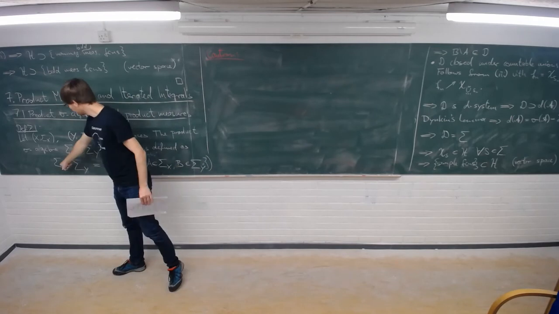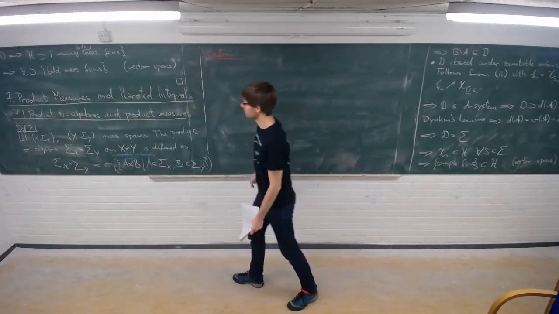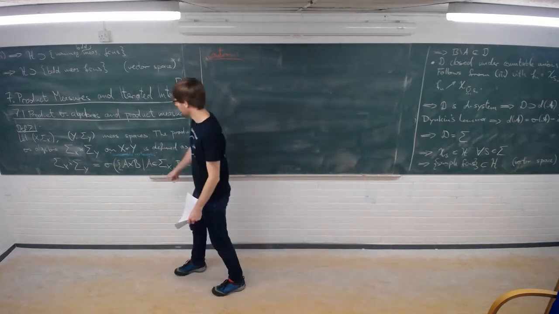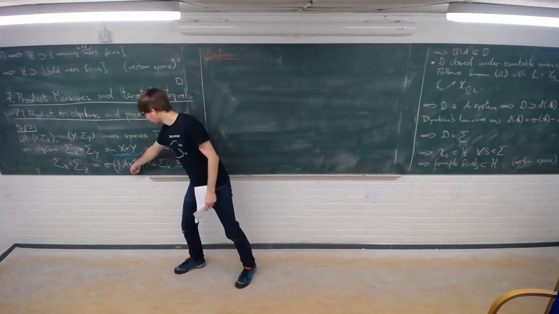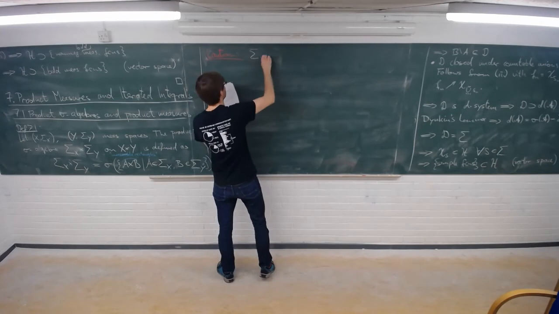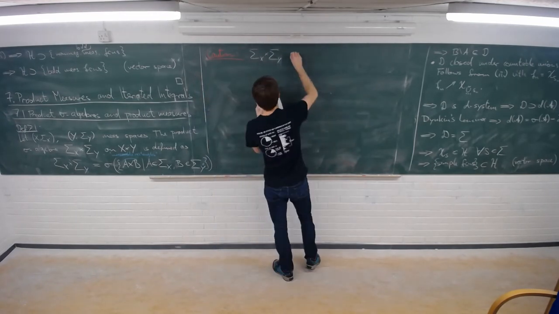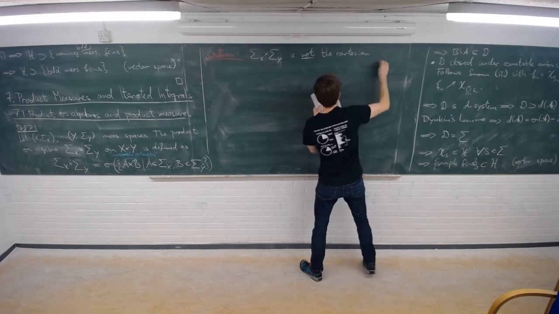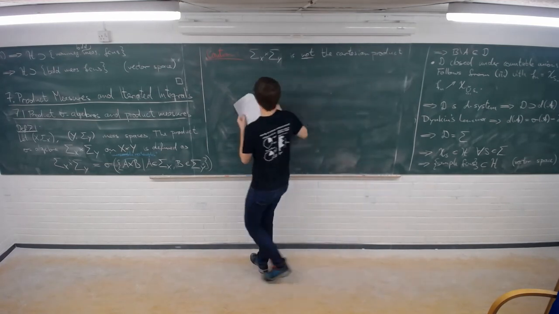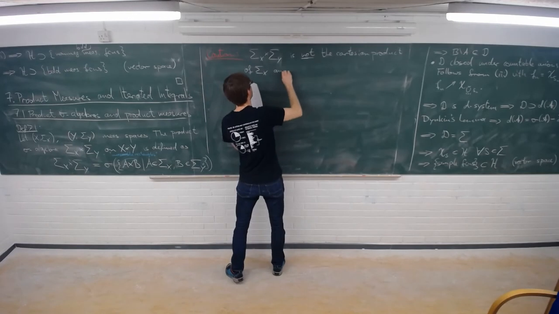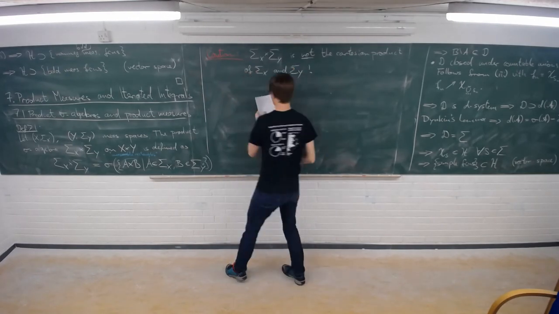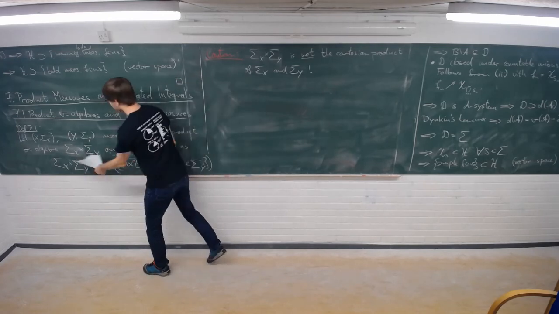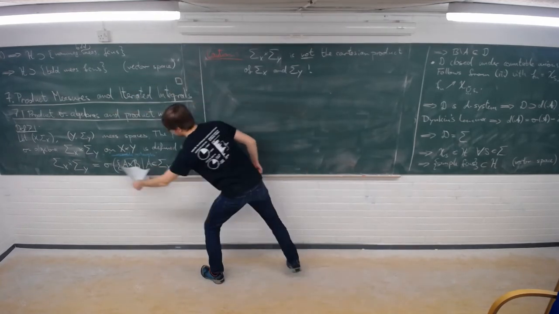So be careful, even though the notation has this cross between Σ_X and Σ_Y, the product sigma algebra is not the Cartesian product of Σ_X and Σ_Y. It is by definition the sigma algebra generated by these sets. So X times Y denotes the Cartesian product of X and Y, but Σ_X times Σ_Y denotes this sigma algebra. Okay?